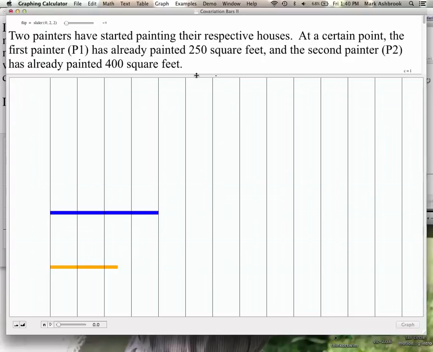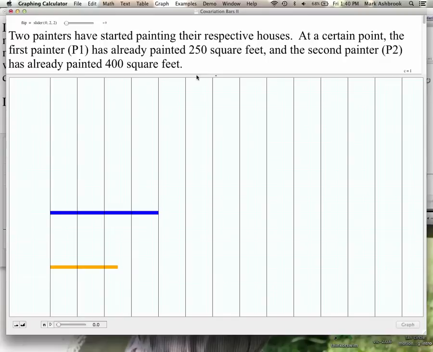So here we go. We got 2 painters, and they have started painting their respective houses. At a certain point, the first painter, we'll call him P1, has already painted 250 square feet. Second painter, P2, has already painted 400 square feet. So, how am I making sense of this situation here, visually?